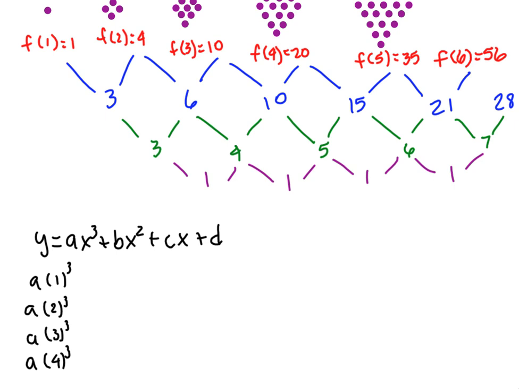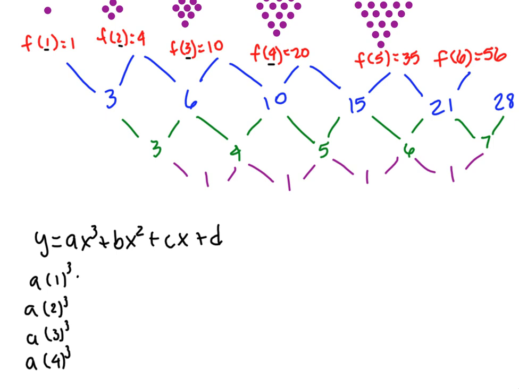And the reason that I'm doing that is because I've got to be able to solve for all of these variables, A, B, C, and D, so I need 4 equations with 4 unknowns. And I'm just solving for when x is 1, 2, 3, and 4. So that's what I'm looking at.